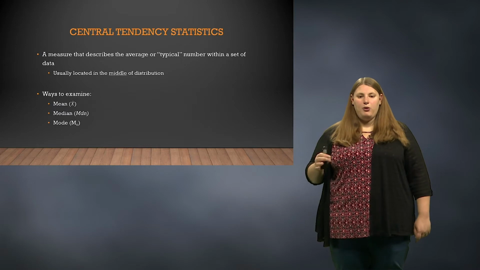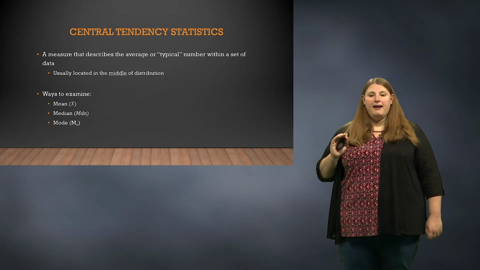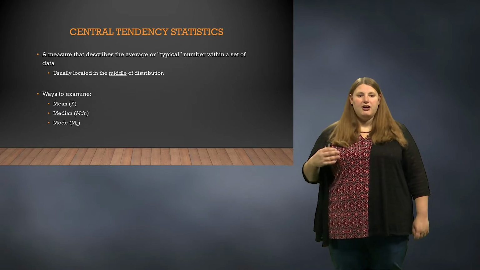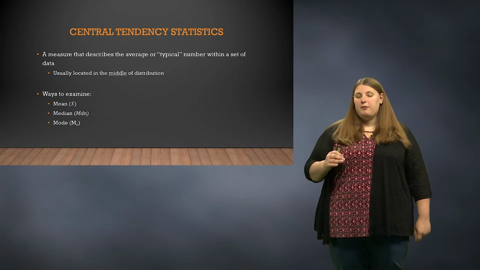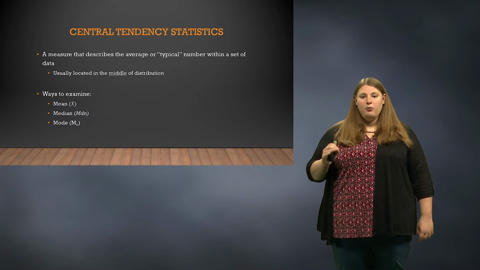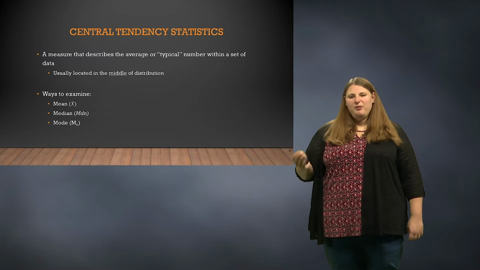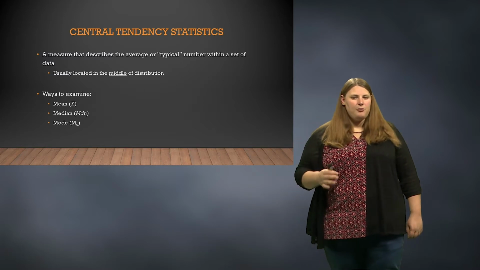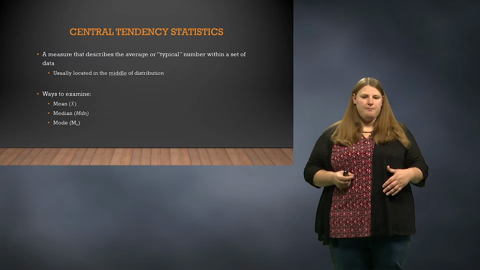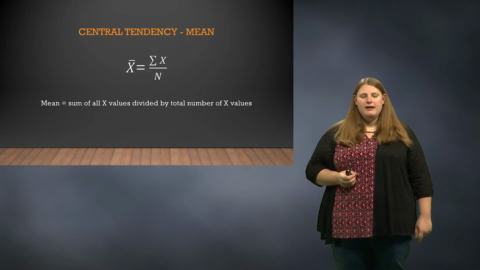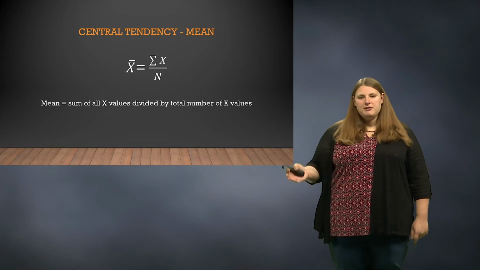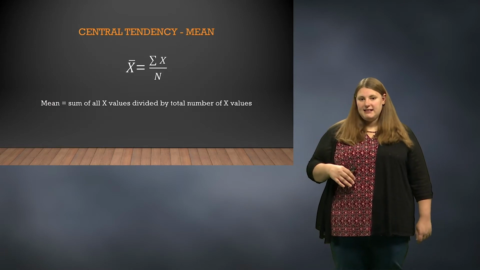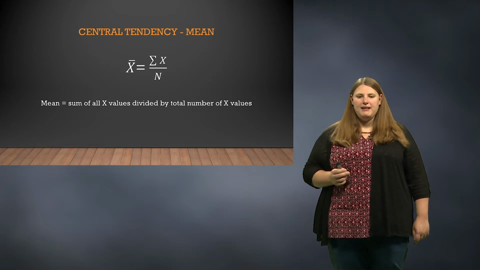Mean, median, and mode. Mean is represented by a capital X with a line over it, which I call X bar. Mode is represented by a capital M with a subscripted O. And there really isn't a standardized representation for median, so I use MDN for short. Let's start with the mean. It's the most complicated of the central tendency statistics, but I think you'll get the hang of it pretty easily.